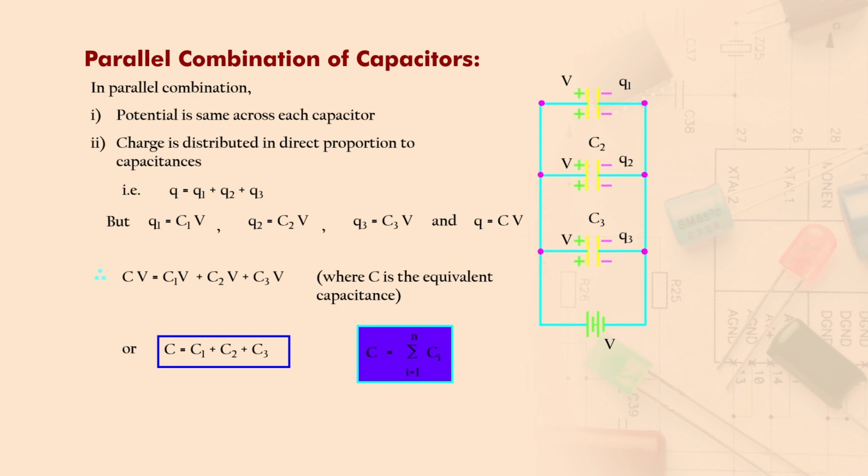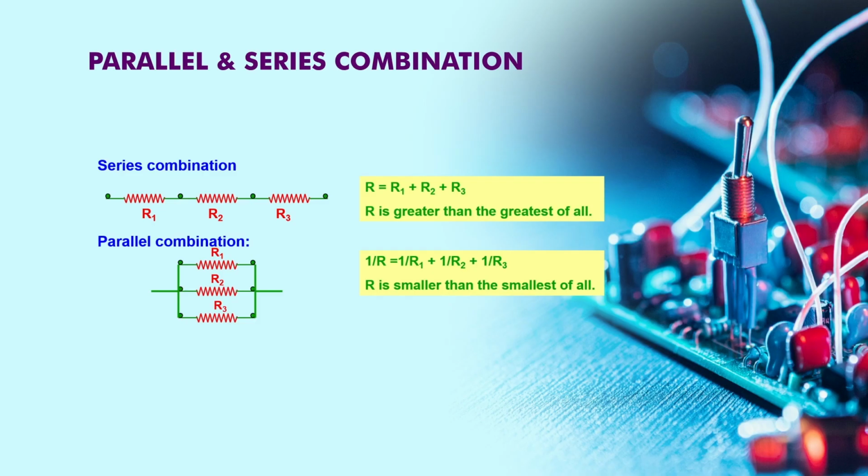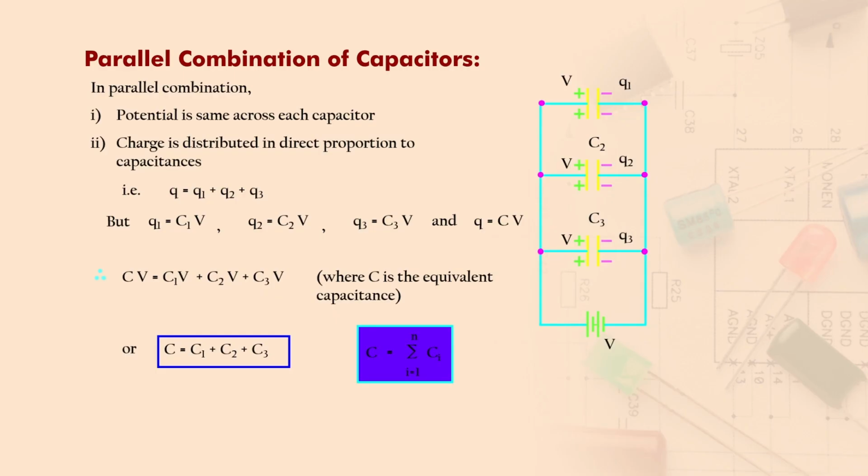In the case of resistances, if they are connected in parallel, then 1 by R equals 1 by R1 plus 1 by R2. While if the capacitances are connected in parallel, the equivalent capacitance will be equal to C1 plus C2 and so on. So, the conditions for resistance and capacitance are opposite to each other.